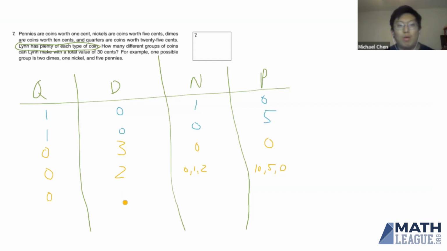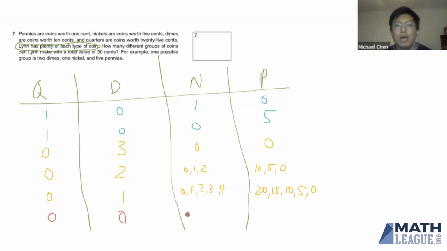And then if I have 1 dime, that gives us 0, 1, 2, 3, or 4 nickels, since we need 20 more cents. And depending on which one of those I choose, I can have those 5 choices for the number of pennies. And then finally, if I have no quarters or dimes, then how many ways can I choose the nickels?